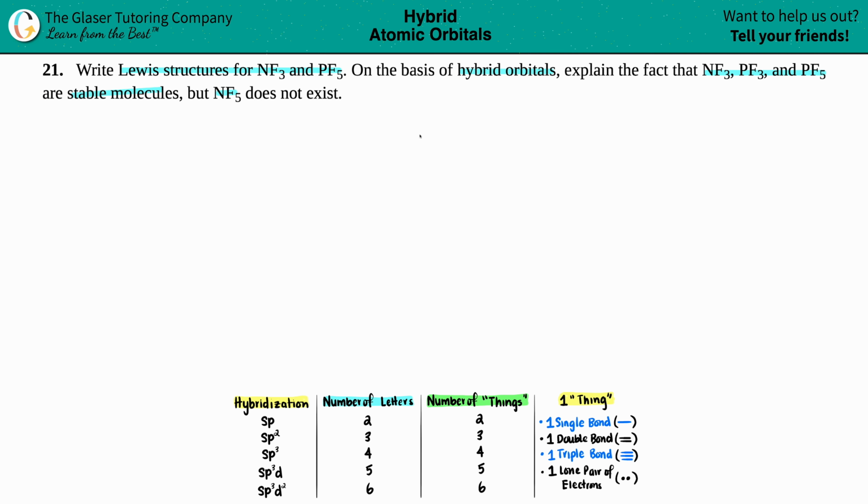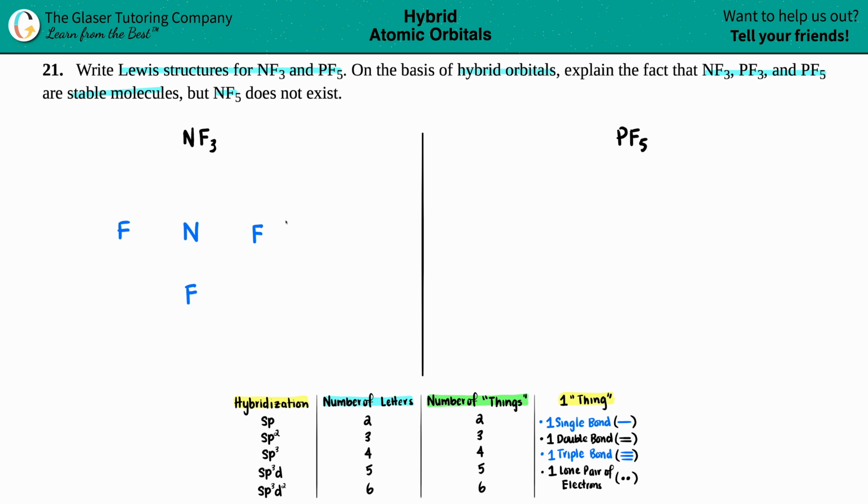So maybe we will split this into two. We'll put NF3 on the left, and then PF5. All right, so for NF3, the least electronegative element is always in the middle. Fluorine is the most electronegative element in this world, so nitrogen is going to be in the middle, surrounded by the 3 fluorines. Okay?